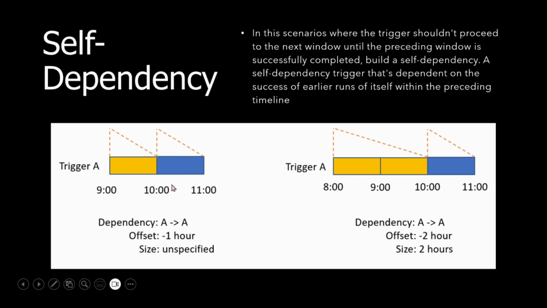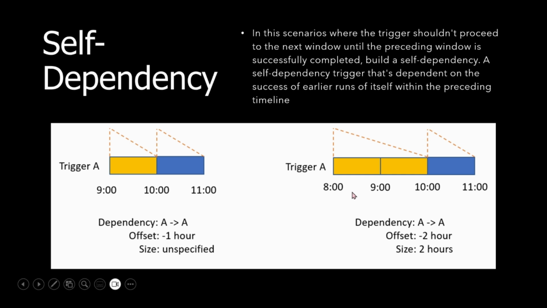The window size is one hour, right? So the offset is also given as 1 hour. And you see the second image, 10 to 11. It is also depending on the previous execution, but here the window size is 2 hours. That means two successive executions should be there. So 8 to 9 and 9 to 10 should be executed successfully. Then only will the 10 to 11 window be executed. Like that, we can define.